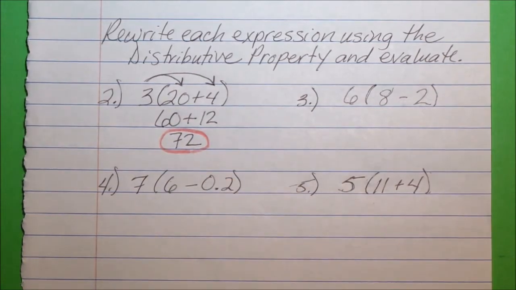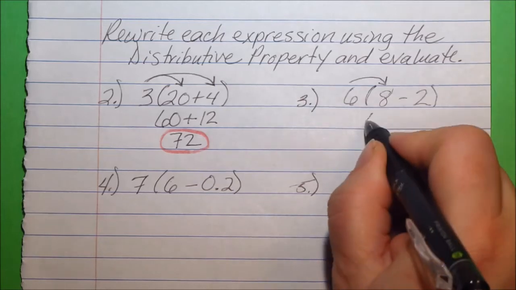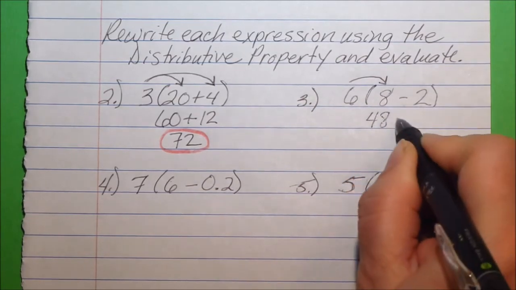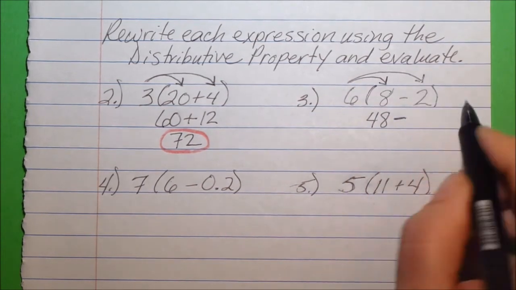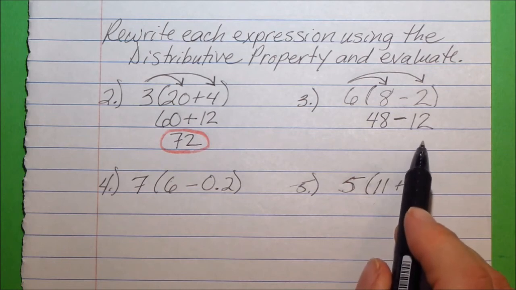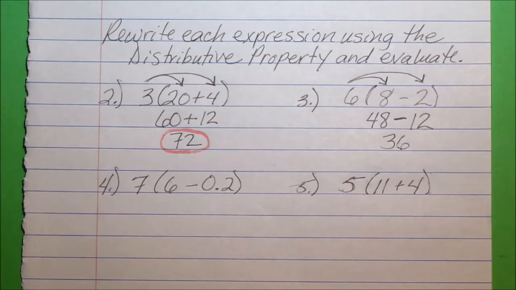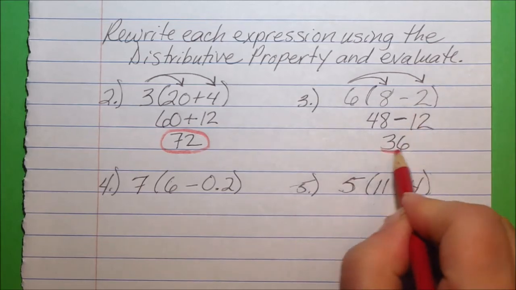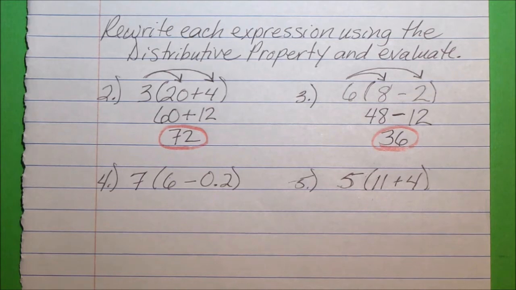All right? All right. 6 times 8 is 48. Bring down the operation. 6 times 2 is 12. Now I've got 48 minus 12, so that's 36. And that's the final answer. All right? Okay, next one.